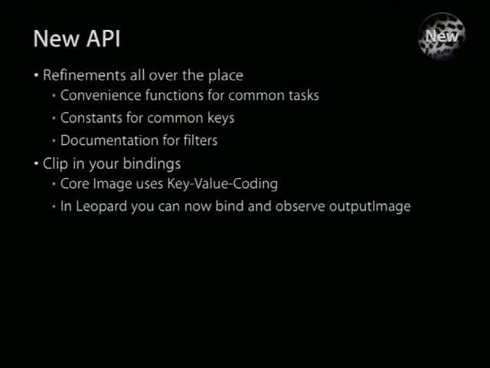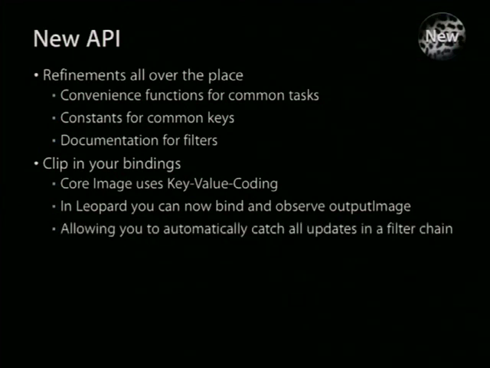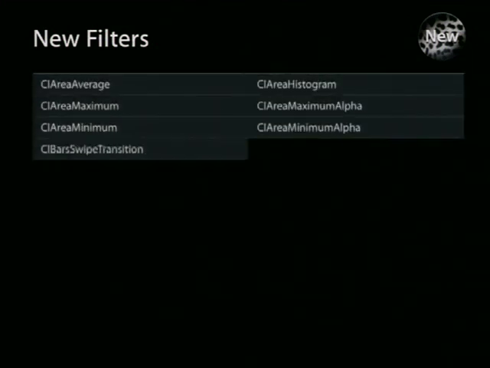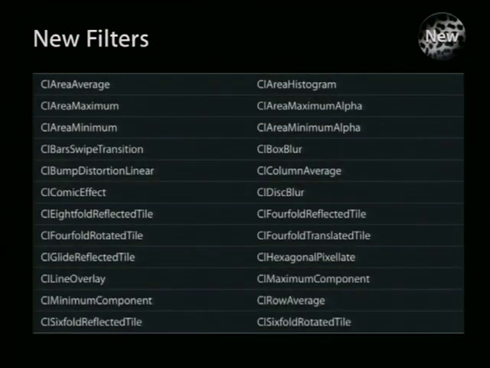In Leopard, it would automatically observe if something changed on filter A, it propagates all the way through, and filter C is the only one where I have to observe the output image and draw. Makes life much, much easier that way. So this allows you to always automatically update your filter chain. And as I said, we have new filters. Let me just showcase a little bit of what we have here in filters. So this is just a little overview, and there might be even some more coming. So try those out, play around with them, and I'll give you even a tip how to try those out.